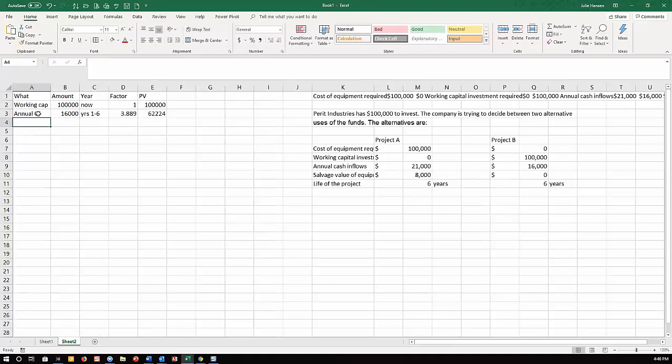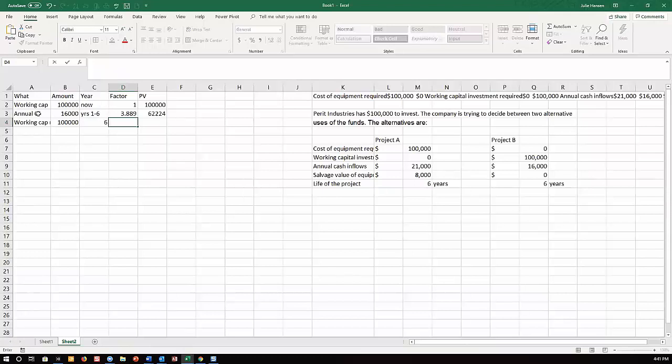And then anything else? Salvage value? No. But now I'm going to have working capital released. I just didn't know what that meant. That's $100,000, and that's going to be in year 6. So what's my factor in year 6? Is it one time or more, or annual? Well, how many times is it going to be released? Just once. Okay, so then I'm going to go to my present value table, right? It should be 0.456, I think, if I'm not mistaken.